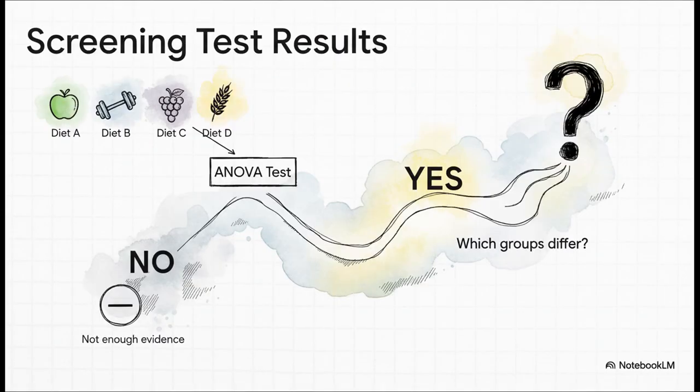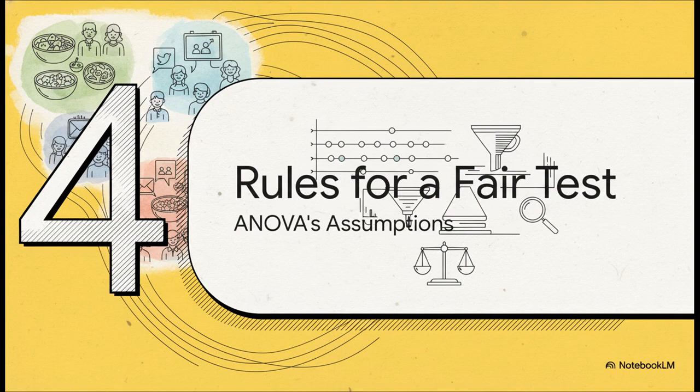So what does this screening test actually tell you? It's really simple. It gives you a yes or a no. A yes means, hey, we found something. There's a statistically significant difference in here somewhere. A no means, sorry, not enough evidence to say anything is different. But, and this is so important, if you get a yes, ANOVA does not tell you which diet is the winner. Is A better than C? Is D the worst? You don't know yet. All it does is wave a big flag and say, dig deeper right here. Okay, but before we can trust the results of our screening test, we have to make sure the game is fair.